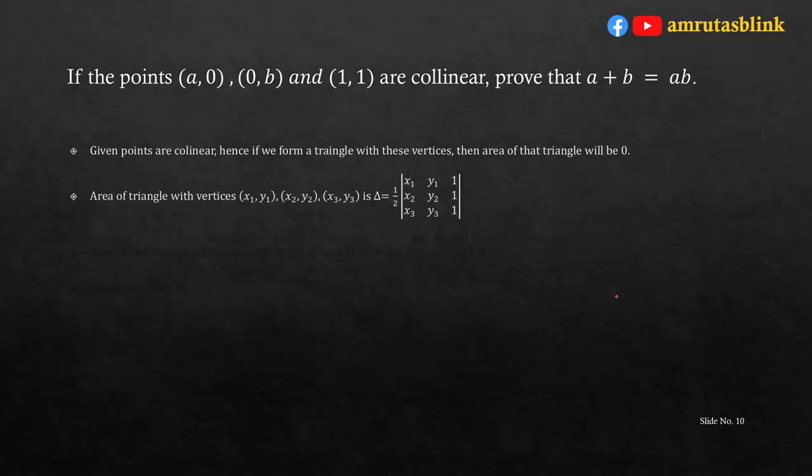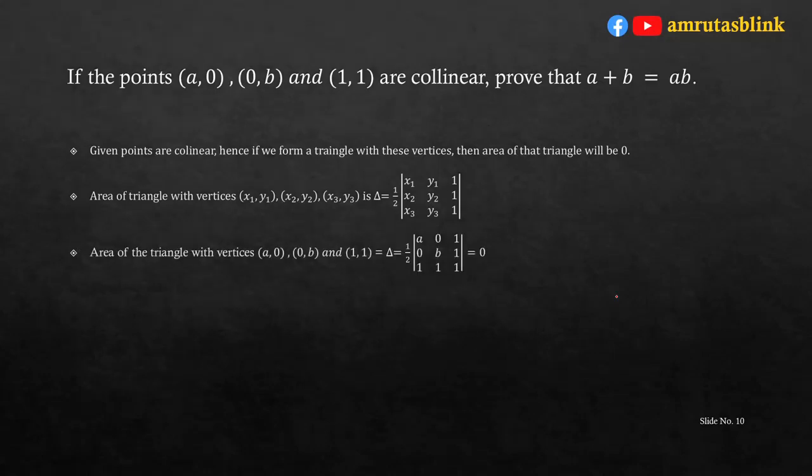Now we know that the area of a triangle with vertices x1, y1, x2, y2 and x3, y3 is equal to delta, where delta is equal to 1 by 2 into determinant x1, y1, 1, x2, y2, 1 and x3, y3, 1. Hence, we can say that the area of the triangle with vertices a 0, 0 b and 1, 1, if it is equal to delta, then the value of this delta is 0 as the given points are collinear. Hence, 1 by 2 into determinant a 0 1, 0 b 1, 1 1 1 is equal to 0.